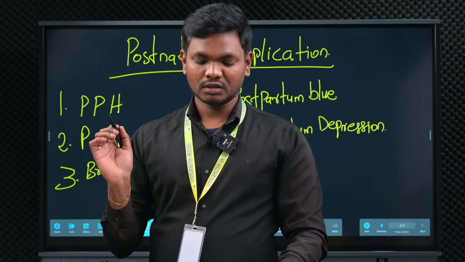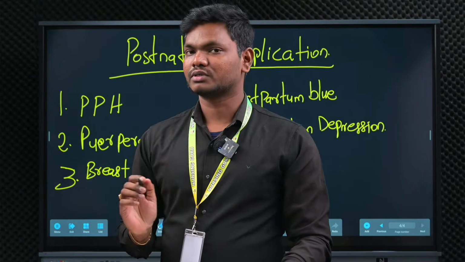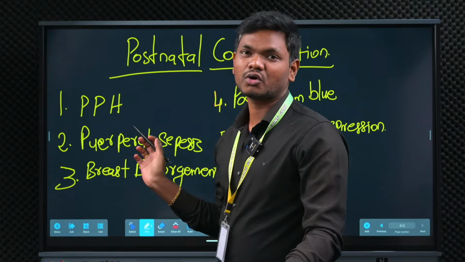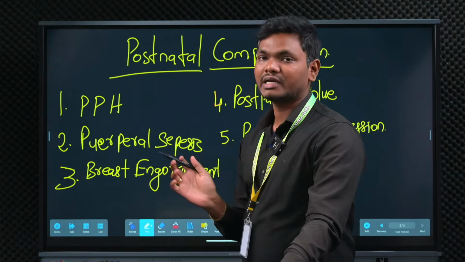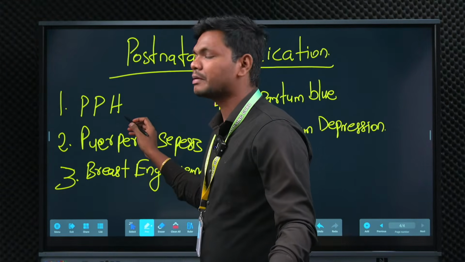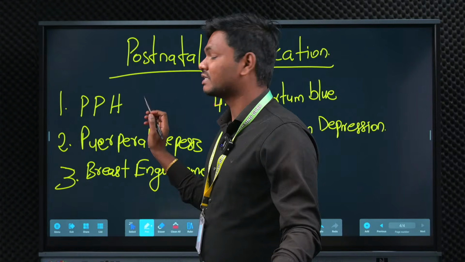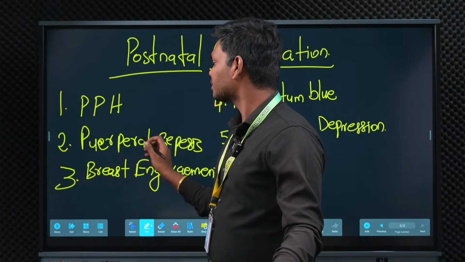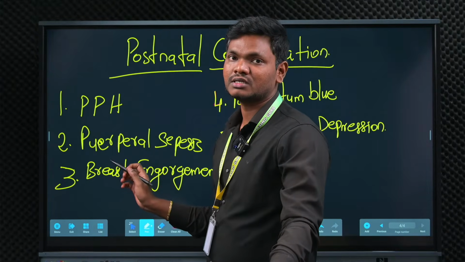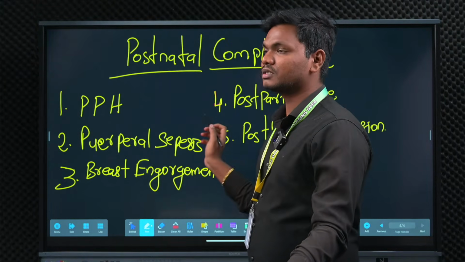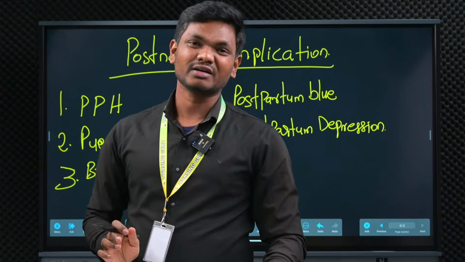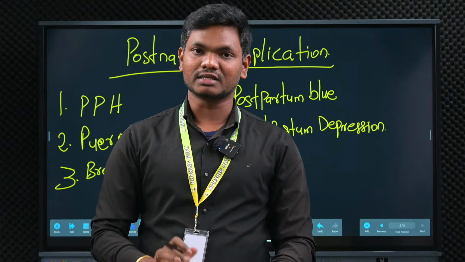Hello everyone. So now we will be discussing the postnatal complications. Under this postnatal complication, there are five main topics I will be discussing in this section. The first one is PPH, that is postpartum hemorrhage. The second one is puerperal sepsis. The third one is breast engorgement, the fourth one is postpartum blues, and the next one is postpartum depression. So these five conditions we will be discussing in this section.